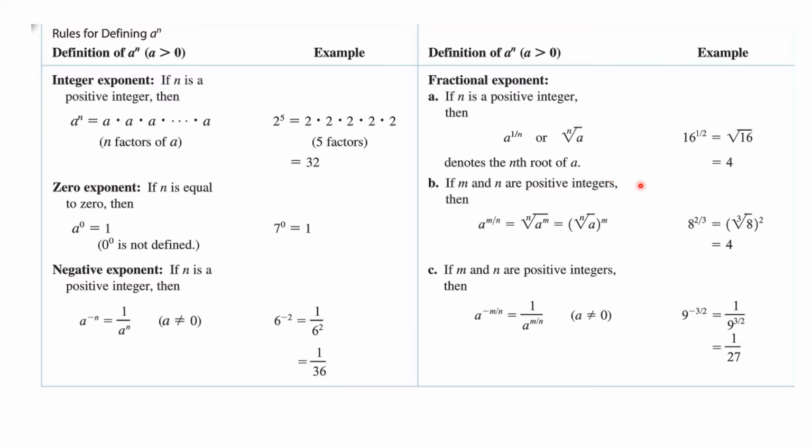Fractional exponents are defined in the following way. A to the 1 over n corresponds to the principal nth root of a. And a to the m over n is either the principal nth root of a to the m, or the nth root of a raised to the m power. And the same thing holds for negative exponents. You put things in the denominator.